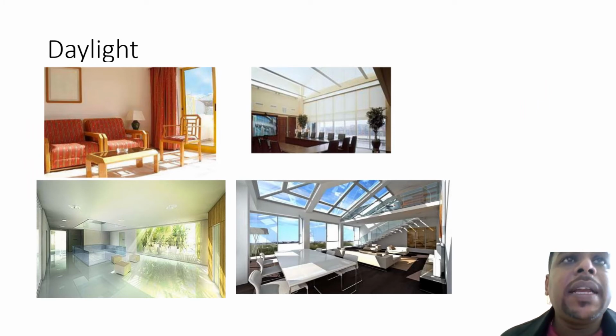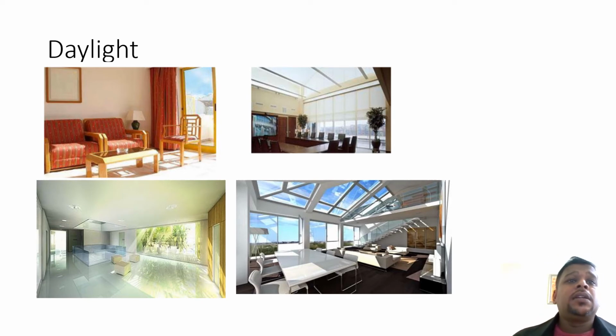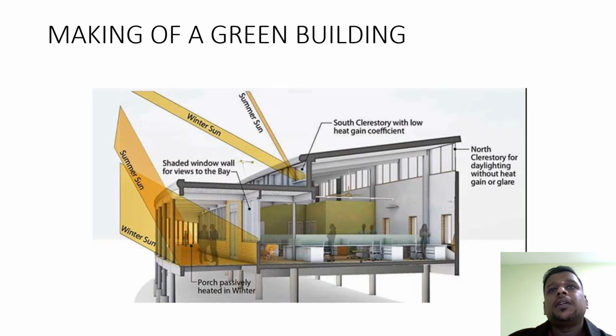So this is an example of daylight for energy saving. Based on this picture, you can see most of the building is installed with glass. So during the daytime we can get the energy from the daylight. So we can save energy from here. This is designed for making a green building. You can see here the design of the office for the winter sun and the summer sun. So during the daytime we can use daylight and minimize using electricity.